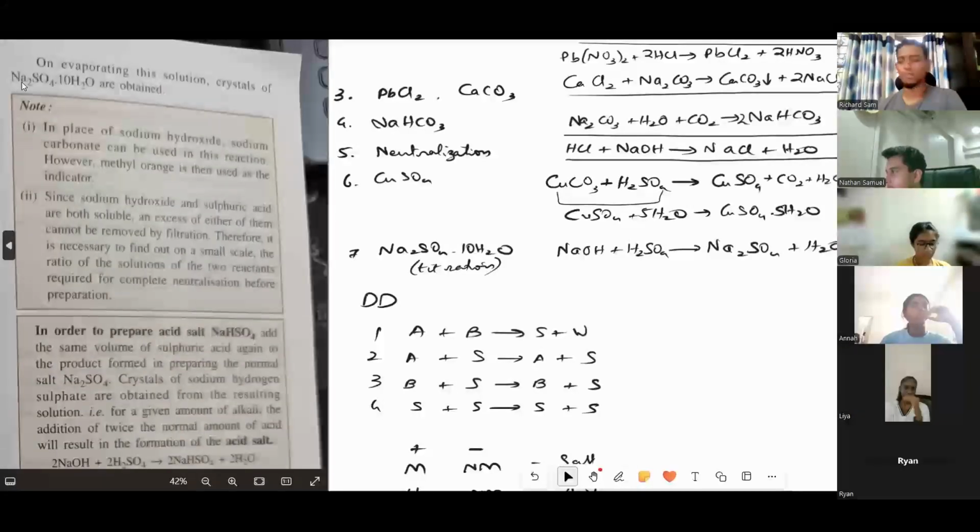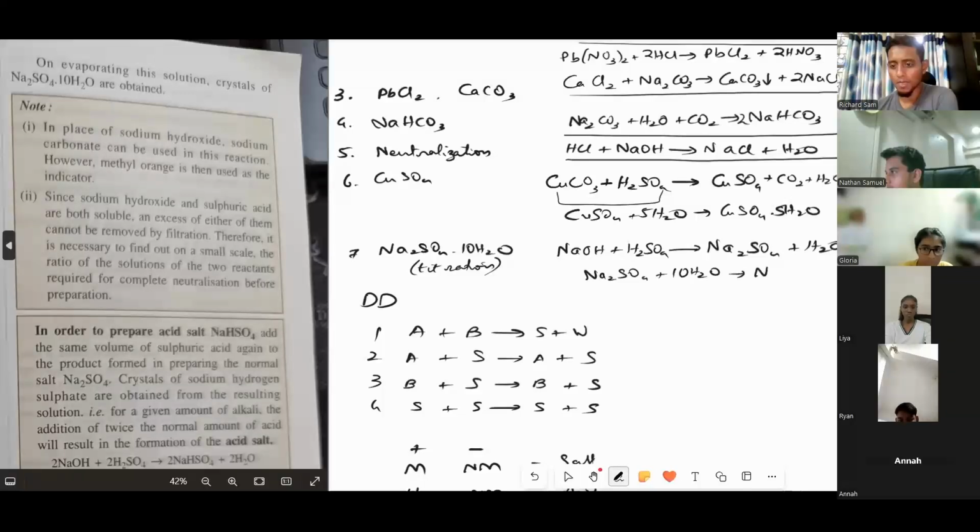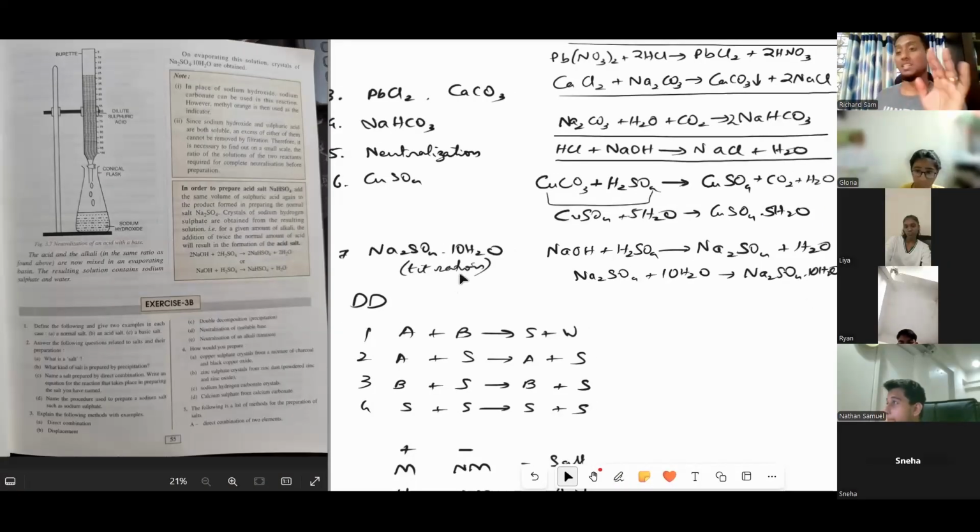This is the formula for sodium sulfate. It's written here. So Na2SO4 will join with how many molecules of water? 10 molecules of water to form Na2SO4 dot 10H2O. Write down the reaction. Okay, this chapter is over.